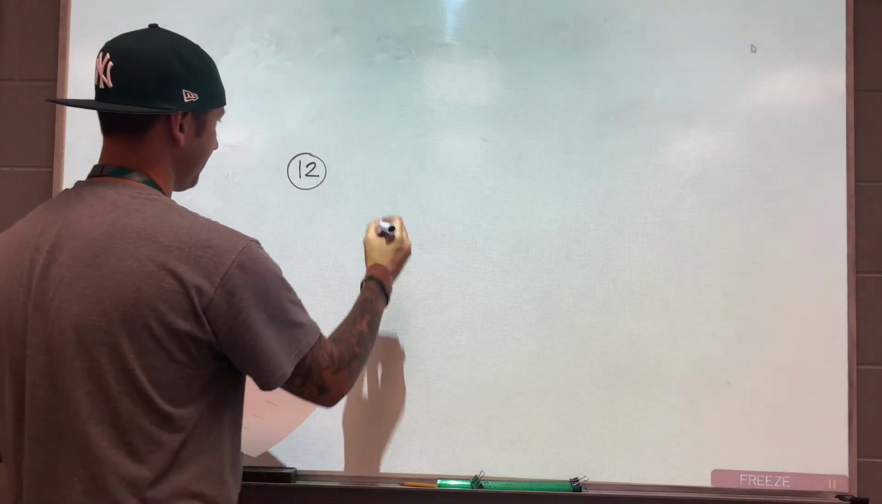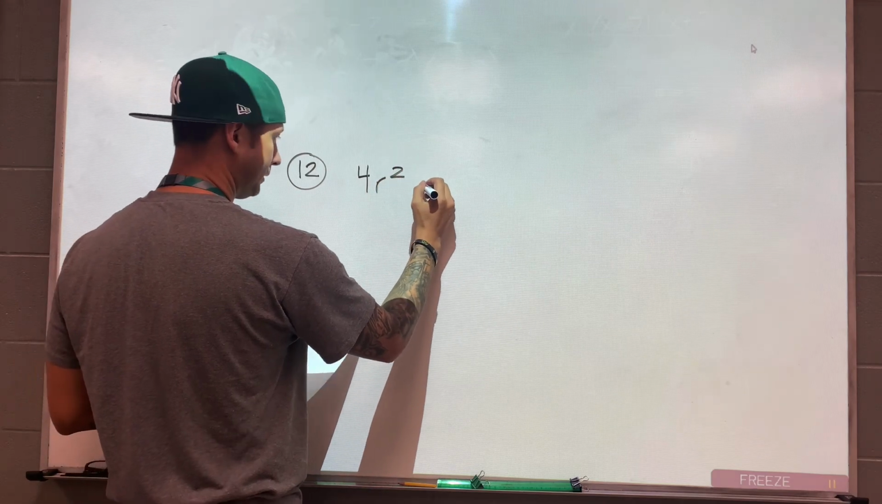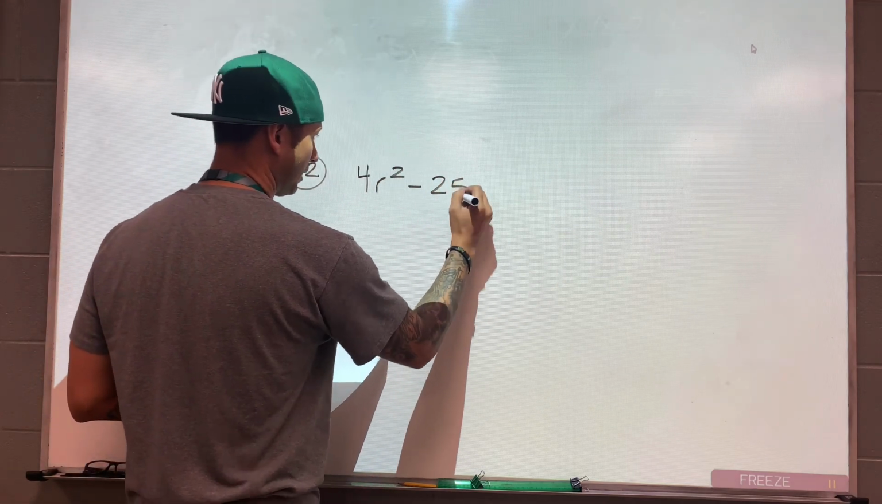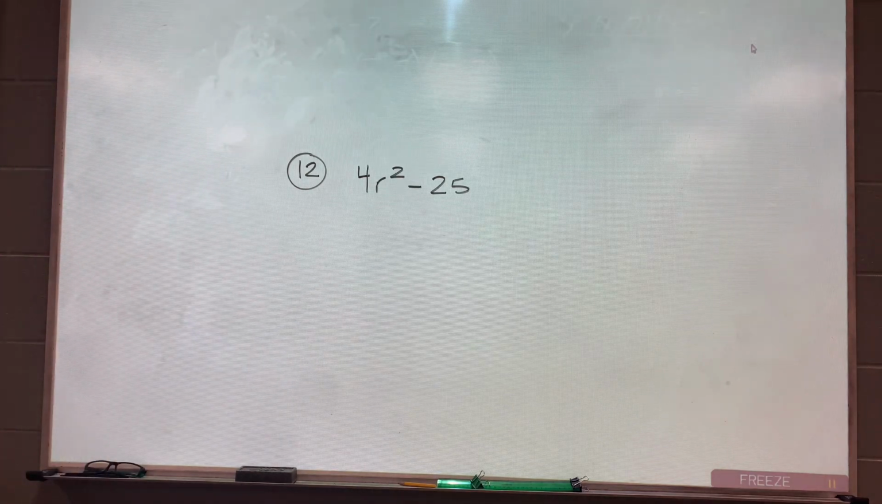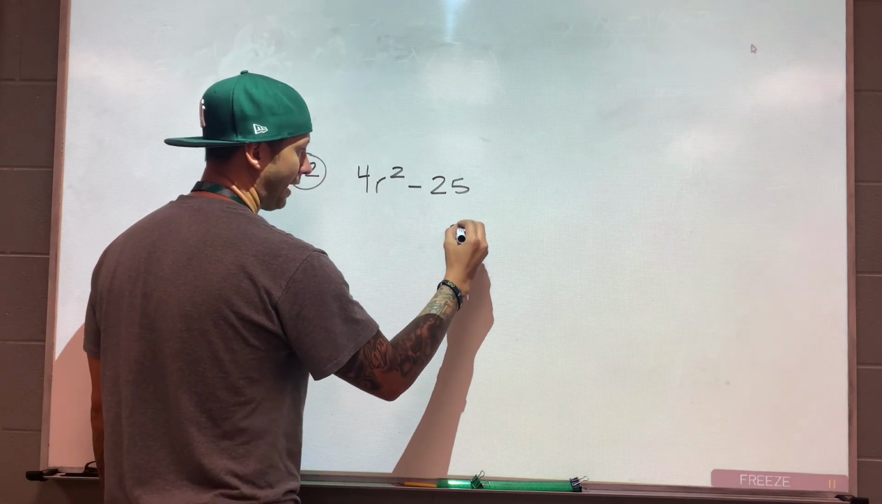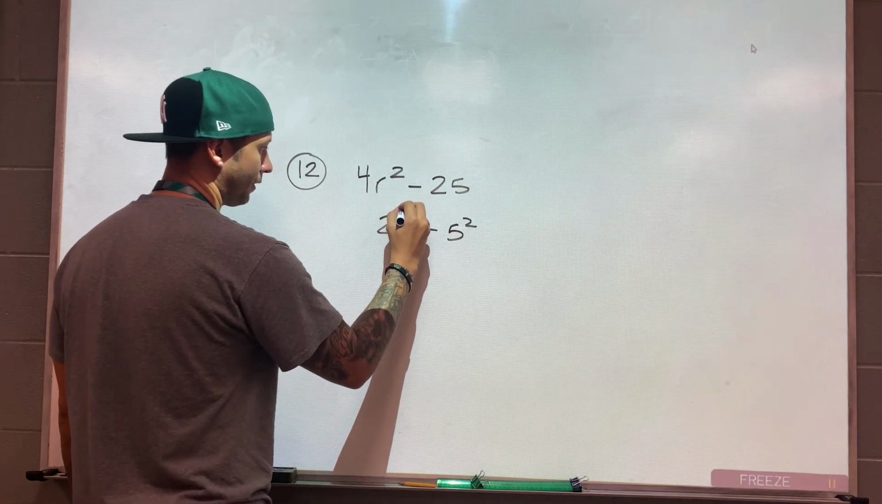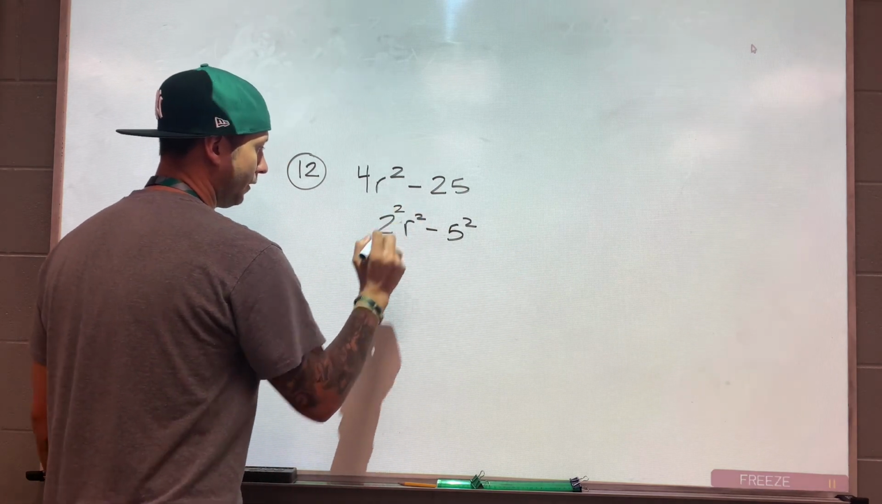All right, number 12. 4r squared minus 25. Well, we have two terms, so I always want to look to see if the difference of two squares will work. And it does. It's in our list. So this is really 5 squared, r squared, and 4 is really 2 squared.